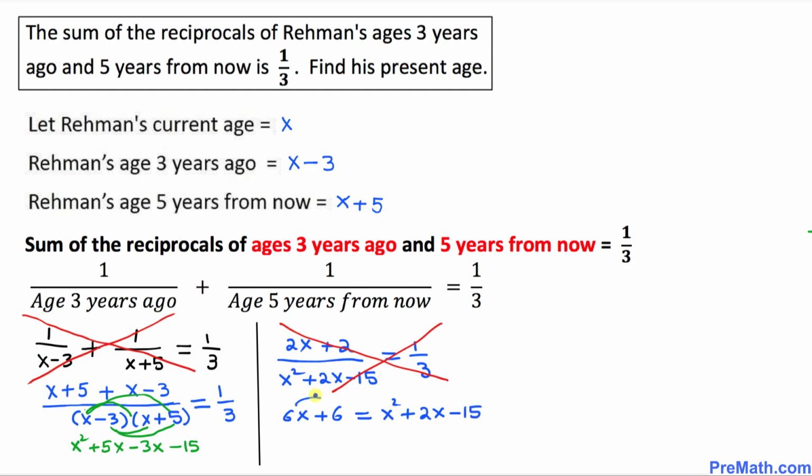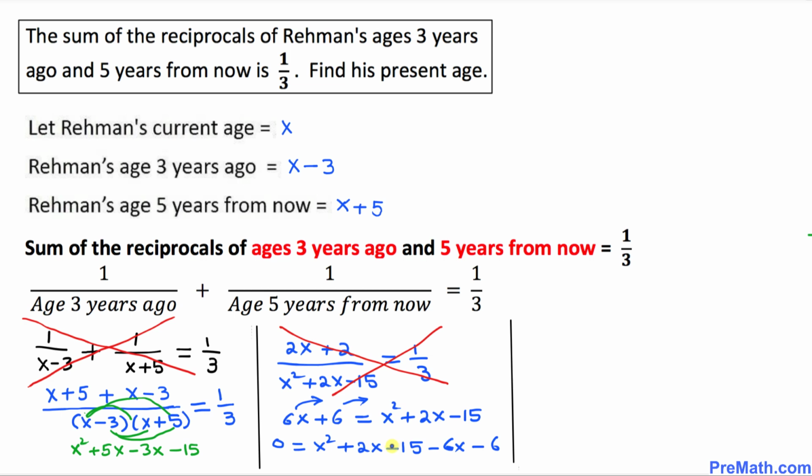Now let's move everything to the right hand side. The 6x plus 6 is going to go on the other side, so we end up with 0 equal to x squared plus 2x minus 15, which is already on the right hand side. This 6x becomes negative 6x, and this positive 6 becomes negative 6. So in this equation, now we're going to combine the like terms. As you can see, 2x and minus 6x are going to get combined. Negative 15 and negative 6 get combined. So we're going to write x squared minus 4x minus 21 equals 0.